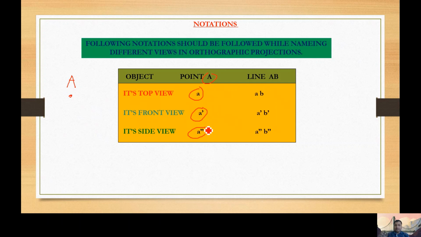This is for point. And if I talk about the line, the line has two endpoints. So if the name of the line is AB, capital A, capital B, its front view will be represented by A dash B dash and top view will be represented by small a b. If I am dealing with the side view, that should be A double dash B double dash. So these are the notations that we are going to use as standard in our upcoming topics of orthographic. I will be using dash for the front view, and small letters without dash for the top view. If we are dealing with the side view, we will be using double dash. So these are the notations which we are going to follow.